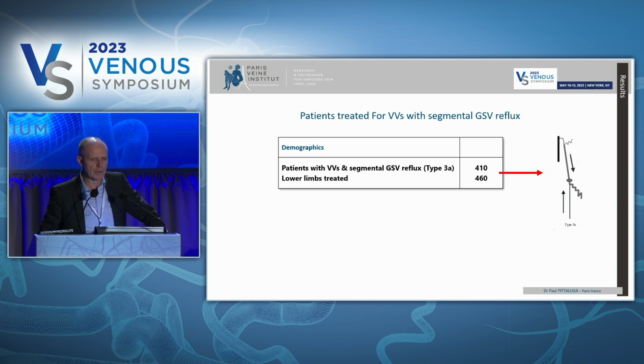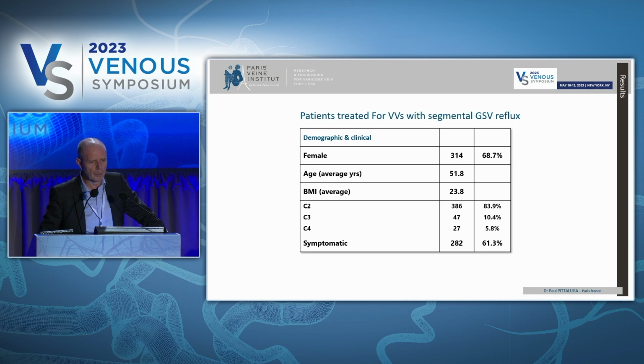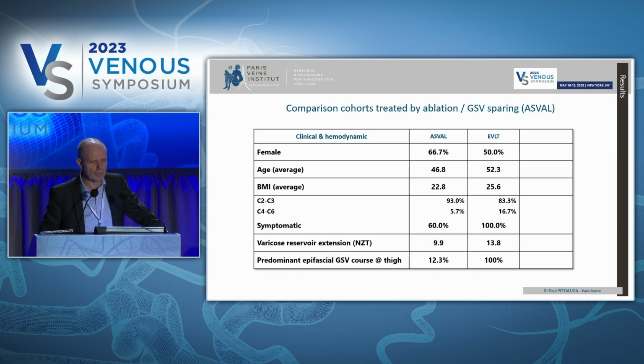460 limbs were operated. The characteristics of the patients were not specific: predominantly female in their early 50s with the average French BMI. But the proportion of C2 was very high, close to 84%, and symptomatic in only 60% of the cases. The treatment consisted of microphlebectomy with saphenous sparing in 98.7% and a saphenous ablation in only 1.3%.